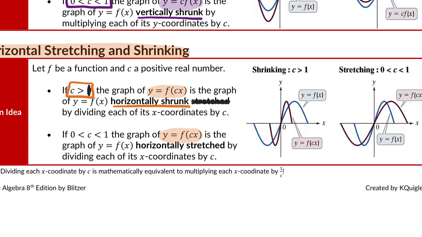So this is still what you learned before. Your textbook just uses different phrasing to talk about it. If the number that is inside multiplied by x is between 0 and 1, a JLo fraction, then that means you're horizontally stretching the graph by dividing each of its x coordinates by c, or multiplying by 1 over c.